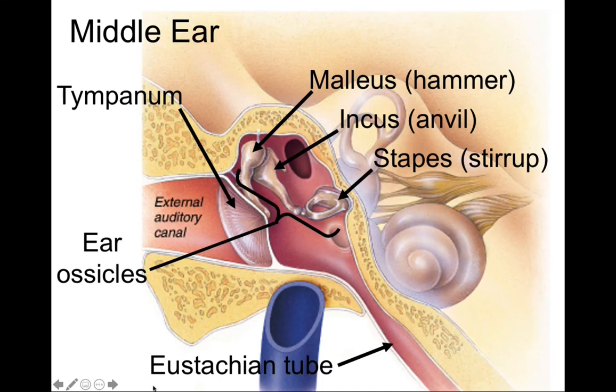Now there is one other structure here that we need to note about the middle ear, and that is the eustachian tube, which can also be referred to as the pharyngotympanic tube or perhaps the auditory tube. But on the quiz and on the exams, it will appear as the eustachian tube.